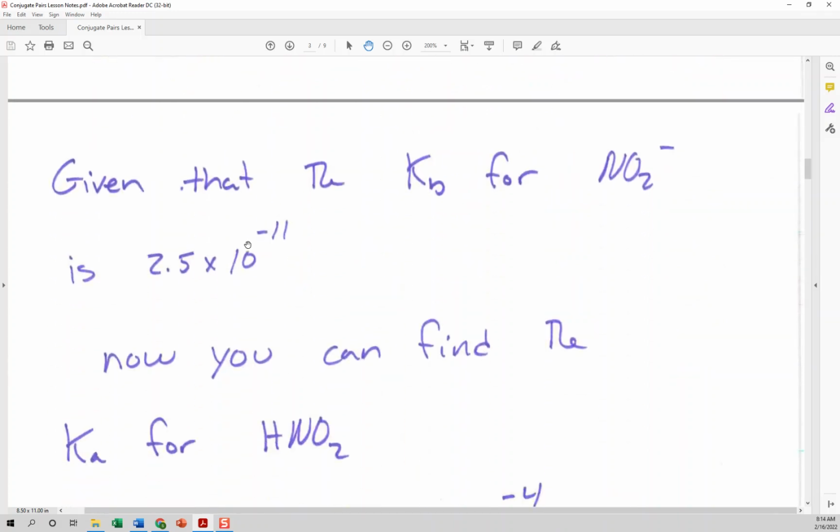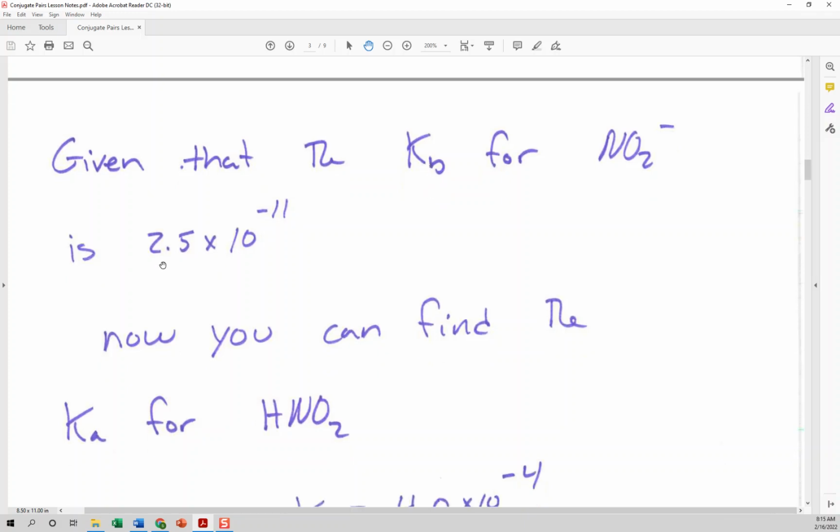All right? And it works the other way, right? Let's say you're given the Kb of a weak base. So you're told that the Kb of NO2 minus is 2.5 times 10 to the negative 11. Now let's understand something. Maybe you don't know NO2 minus is a weak base. But if you're given a Kb value for something, that means you're being told that it's a weak base. If something has a Kb value, it's a weak base. If something has a Ka value, it's a weak acid. So just me telling you that the nitrite ion, not nitrate, nitrite, has a Kb, you know it's a weak base. Okay, great.